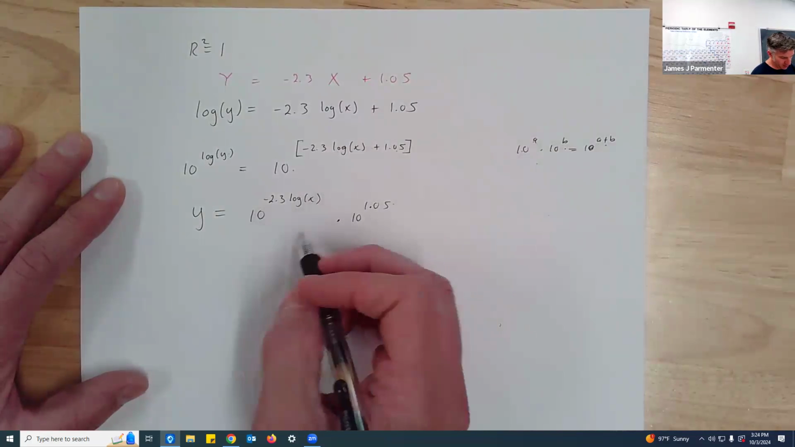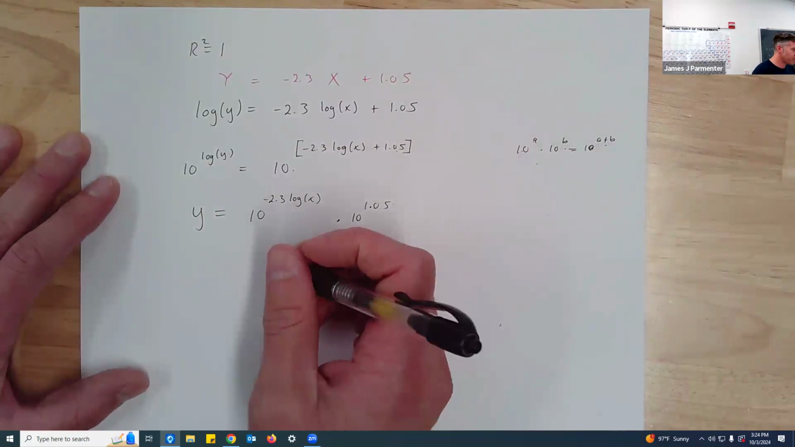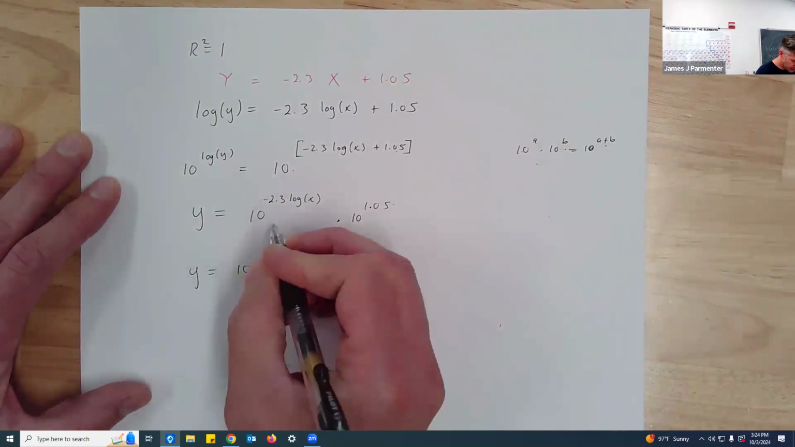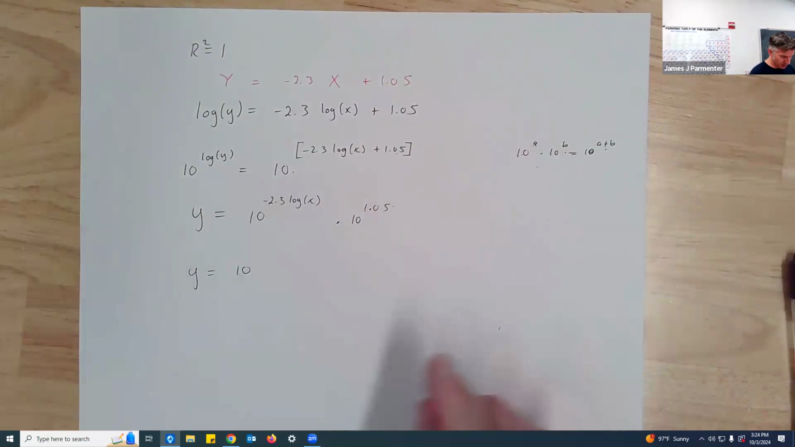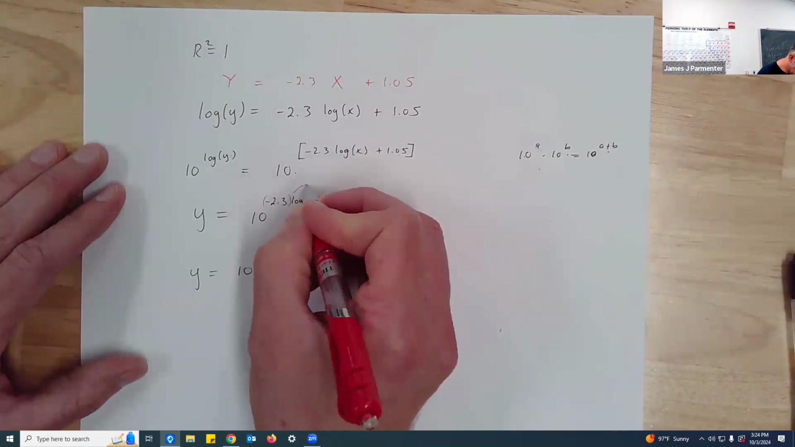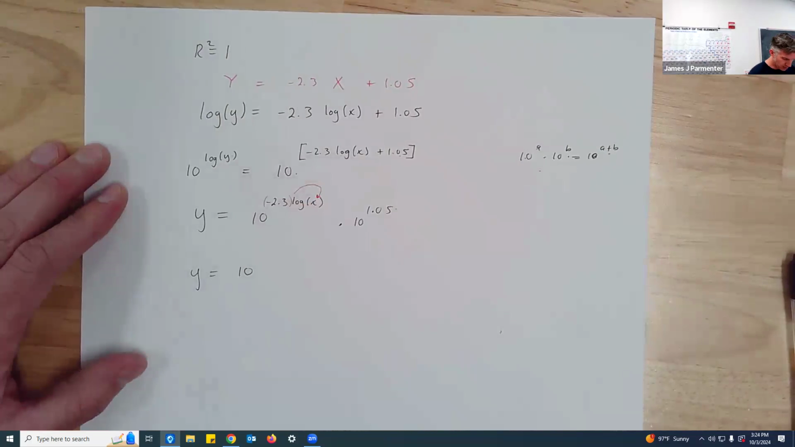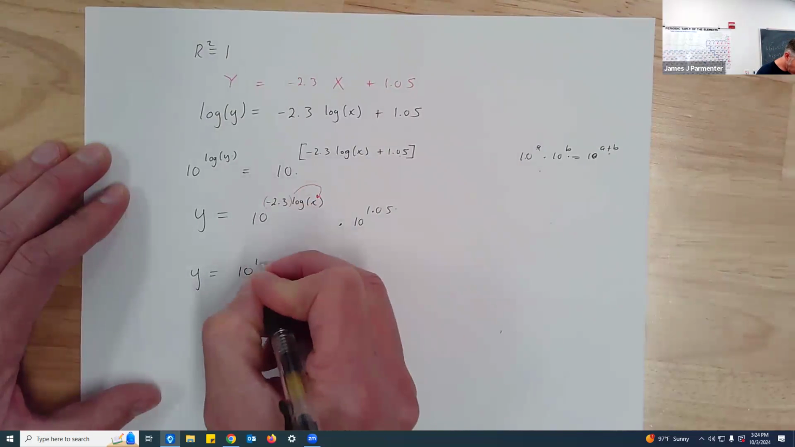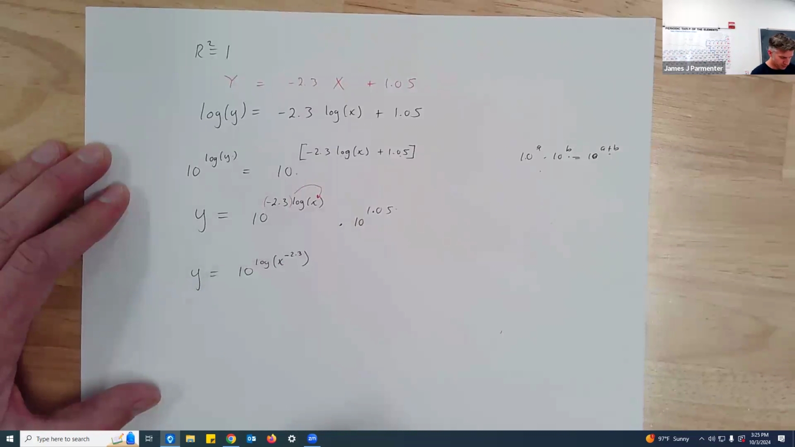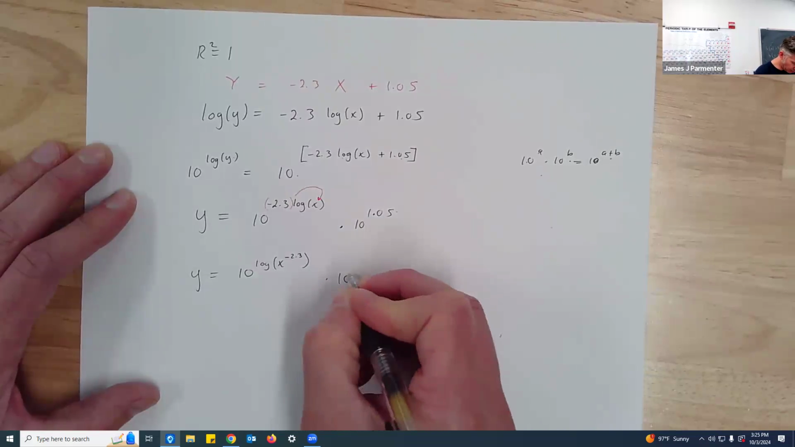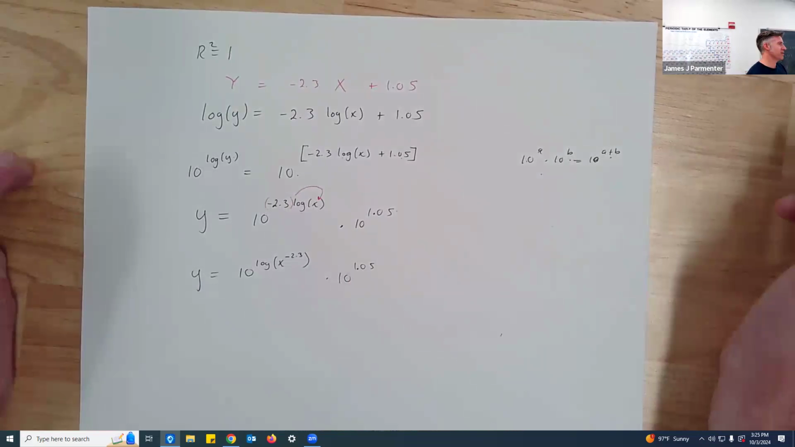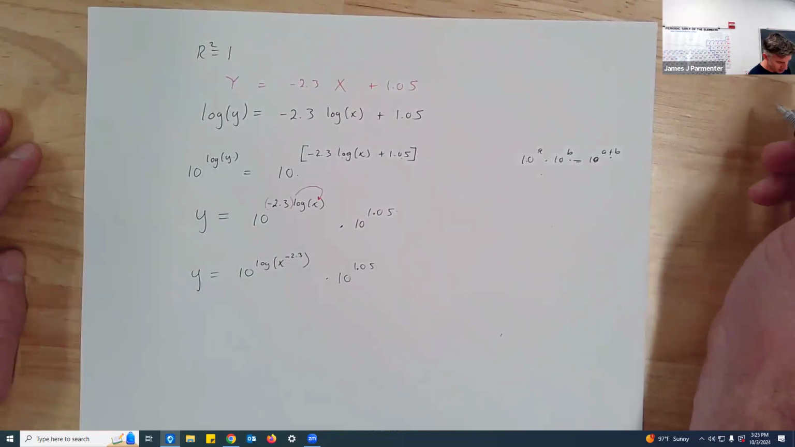Here, we're going to simplify further because we have to and because we should. I'm going to rewrite this as 10 to the, instead of writing it as negative 2.3 times log of x, I'm going to make that negative 2.3 the exponent of x in the logarithm. So it's 10 to the log of x to the negative 2.3, still times 10 to the 1.05, which I would love to write as a decimal approximation, but I probably should just name it as 10 to the 1.05.